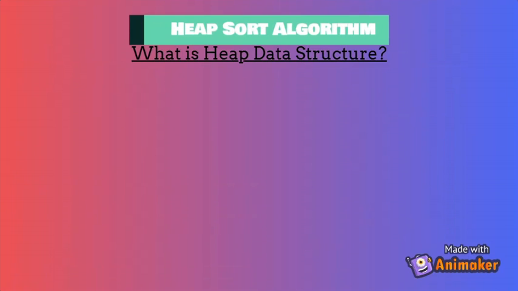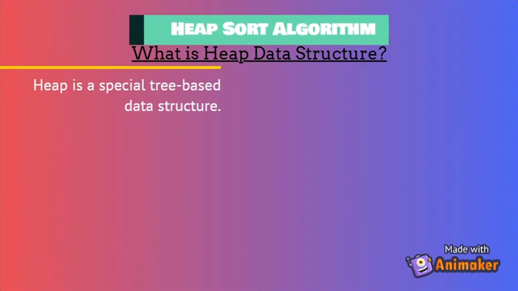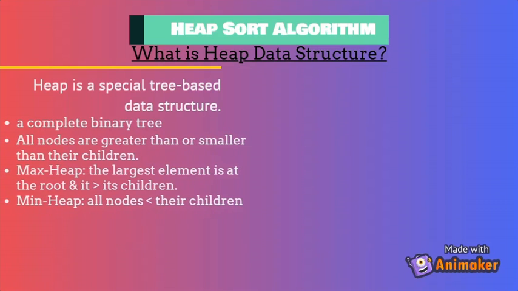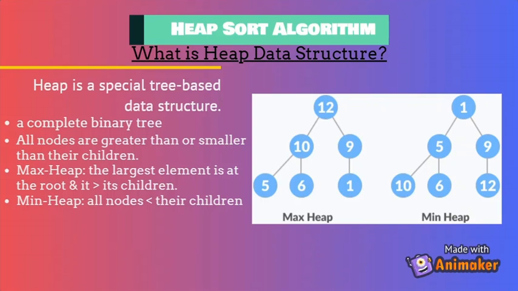What is heap data structure? Heap is a special tree-based data structure. A binary tree is said to follow a heap data structure if it is a complete binary tree, and all nodes in the tree follow the property that they are greater than their children. That is, the largest element is at the root and both its children are smaller than the root, and so on. Such a heap is called a max heap. If instead, all nodes are smaller than their children, it is called a min heap. The following example diagram shows max heap and min heap.